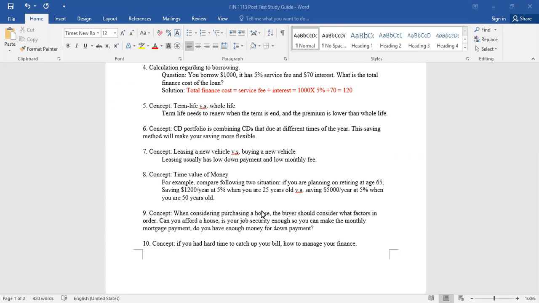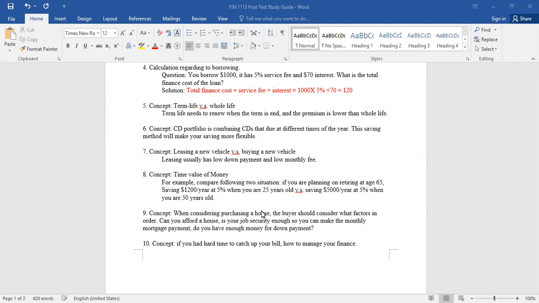So when we talk about whether you can afford the house, of course, you need to have enough money for the down payment, and also you need to make sure your job allows you to pay your monthly mortgage on time every month, okay, for the next 30 years or 20 years, okay.